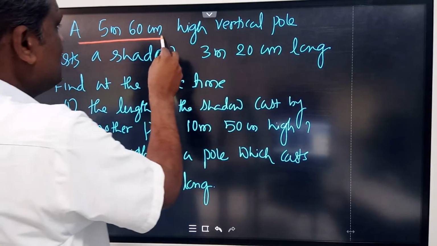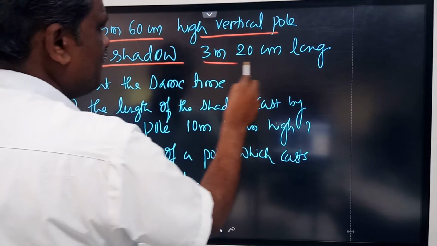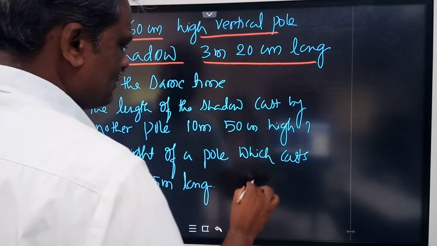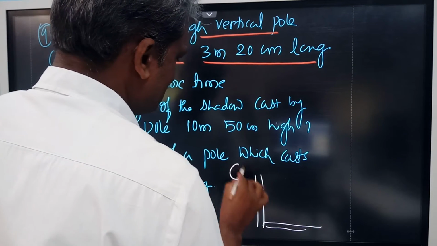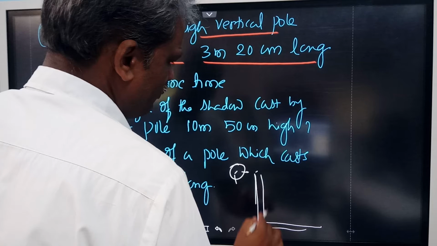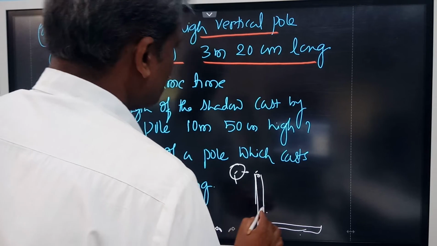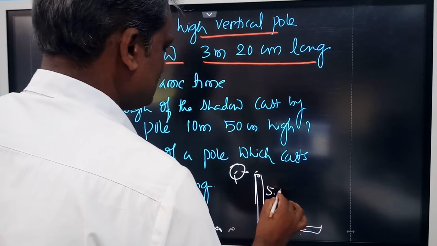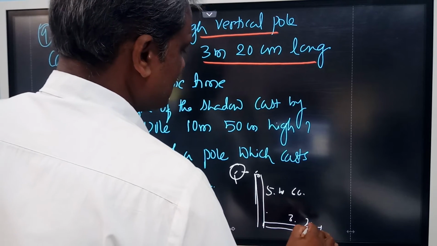A 5 meter 60 centimeter high vertical pole casts a shadow of 3 meter 20 centimeter length. The vertical pole and its shadow will be like this. If there is a sun here, this is a vertical pole, means the pole forms a shadow here. So here 5 meter 60 centimeter forms 3 meter 20 centimeter long.